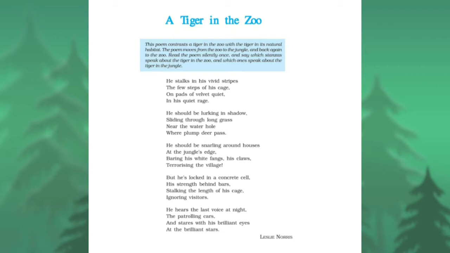First stanza. He stalks in his vivid strips the few steps of his cage. So he here refers to the tiger. Stalk means to move slowly. So the tiger moves slowly in his vivid stripes. Vivid means strong and bright looking. Stripes means long narrow bands.